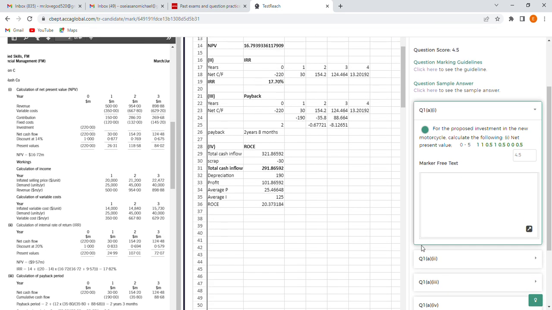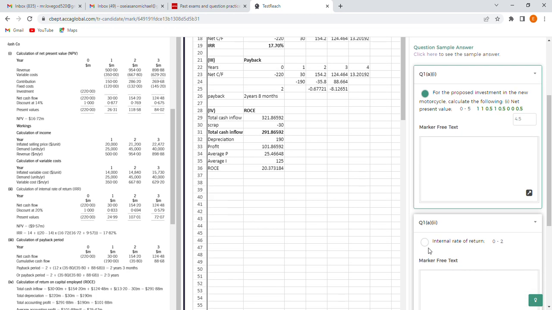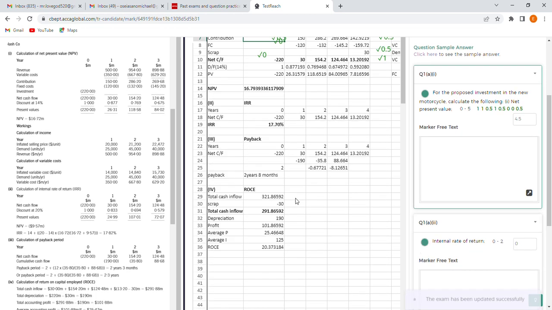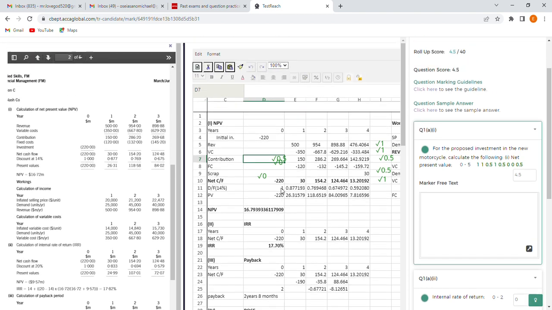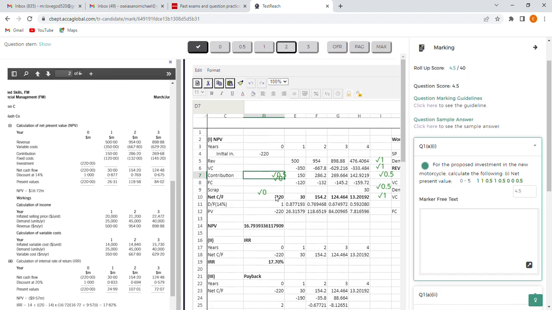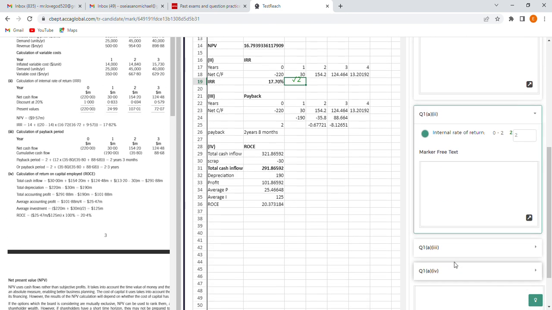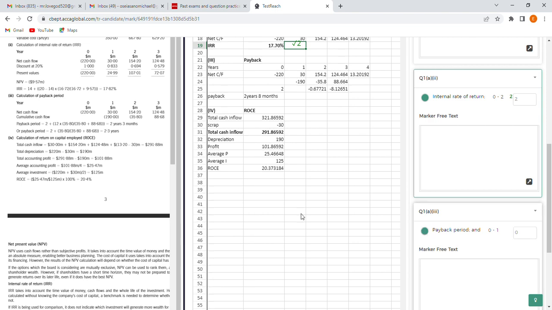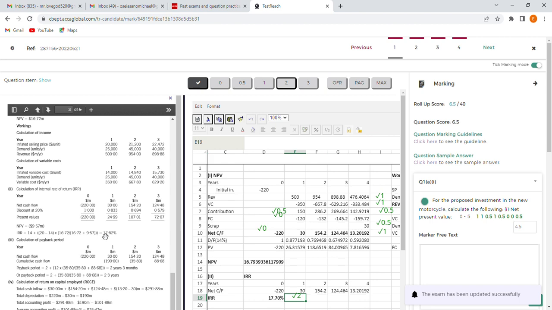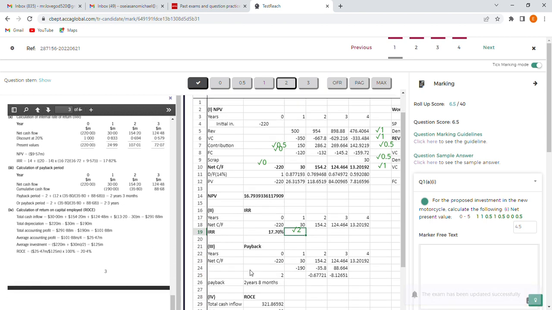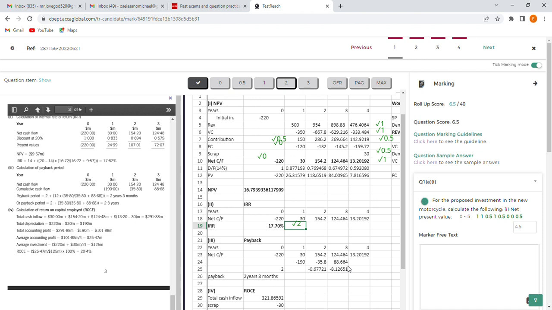Now you are marking the II, 1A II, click on it. Internal rate of return is 2 marks. Did we have it? IRR 17.82. We had it here, but because of our decimals, we had 17.70. So 2, we had it. Payback period, 1 mark. They had 3 years, 3 months. We had 2 years, 8 months.